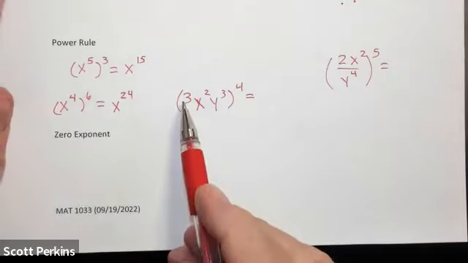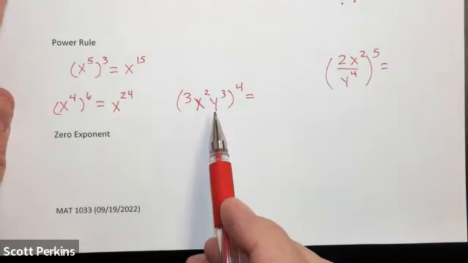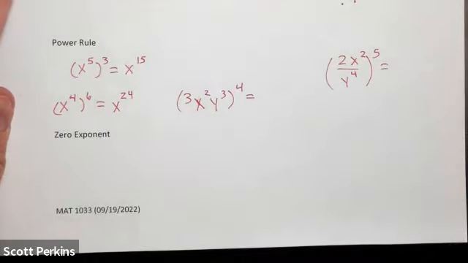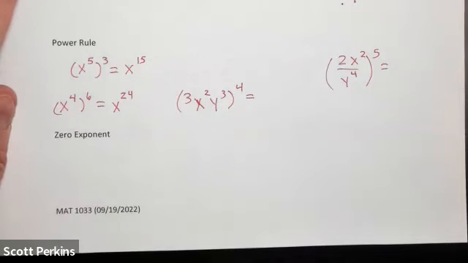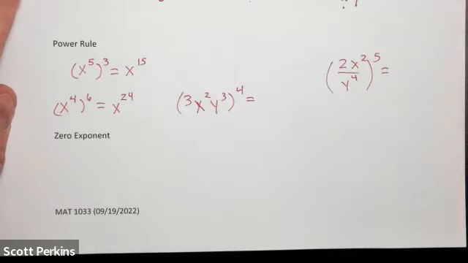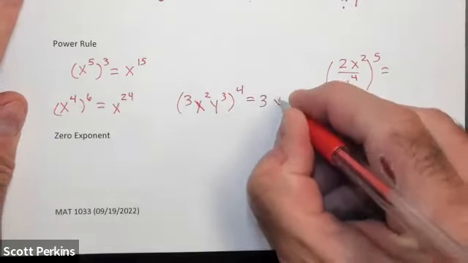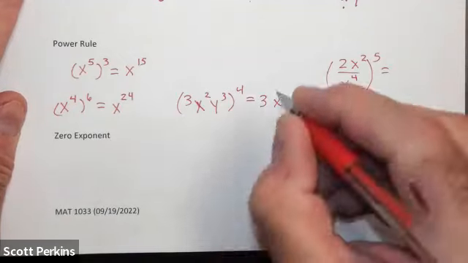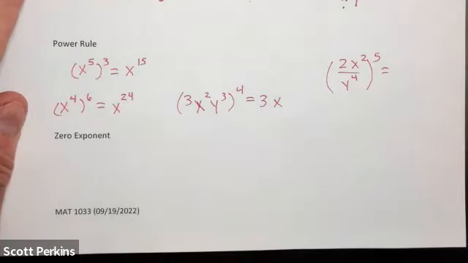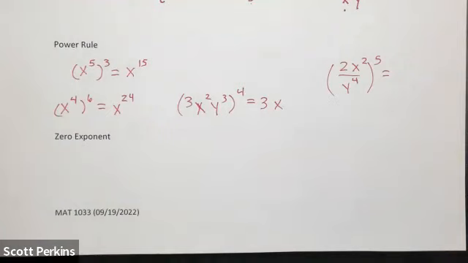Okay, so we have 3, x to the second, y to the third. We're raising that whole thing to the fourth. Okay, so talk me through. What's the first thing I've got to write down? Okay, 3x. Okay, so I'm going to call timeout. You're doing the thing that I expected, and that's totally okay. So this is an opportunity to learn.